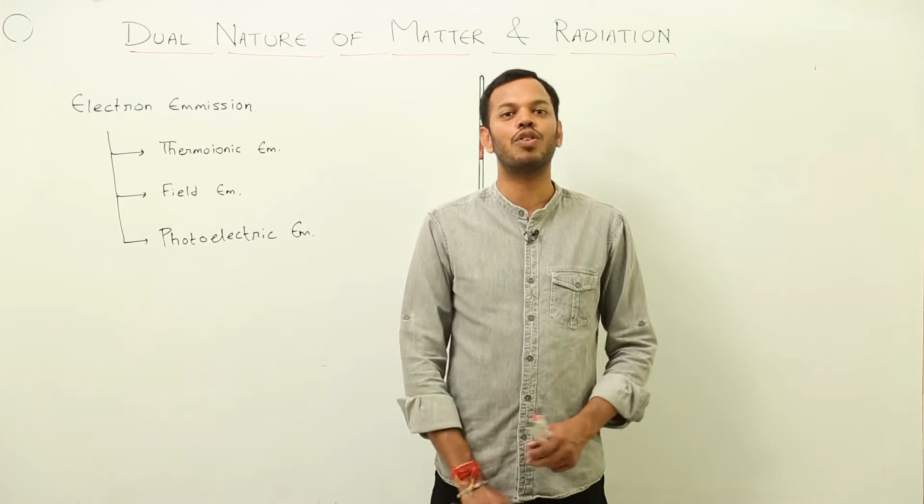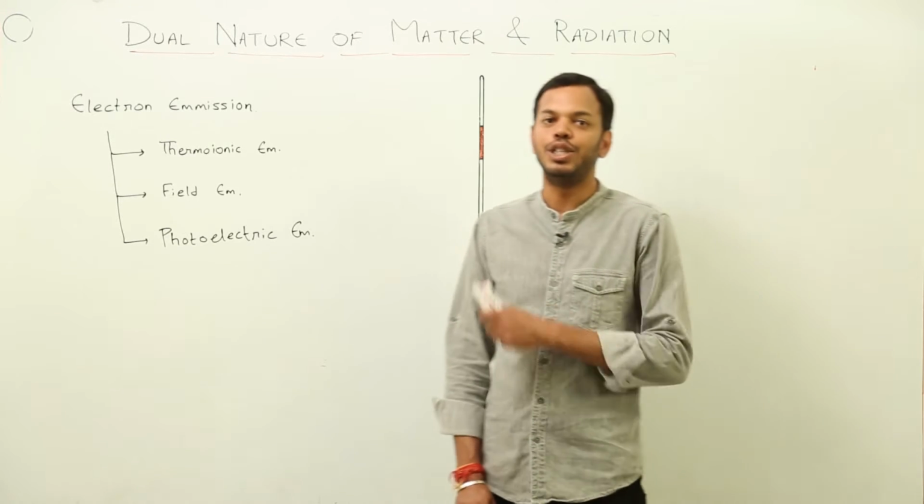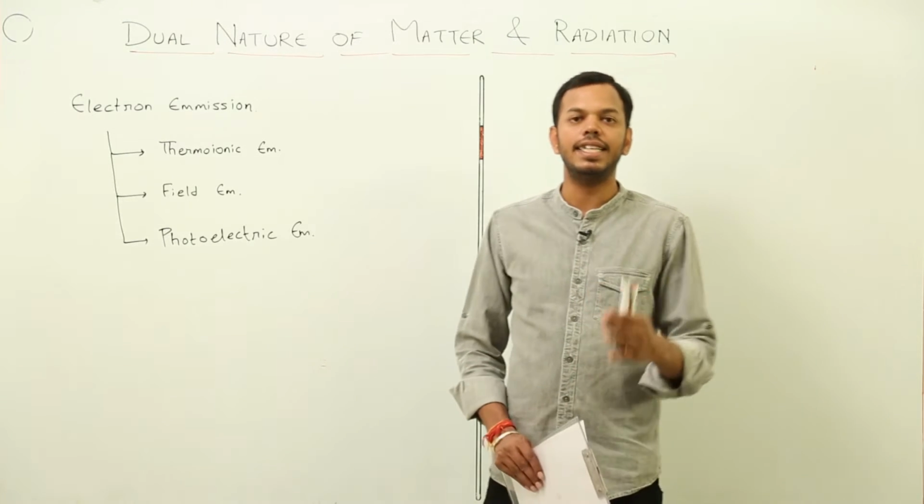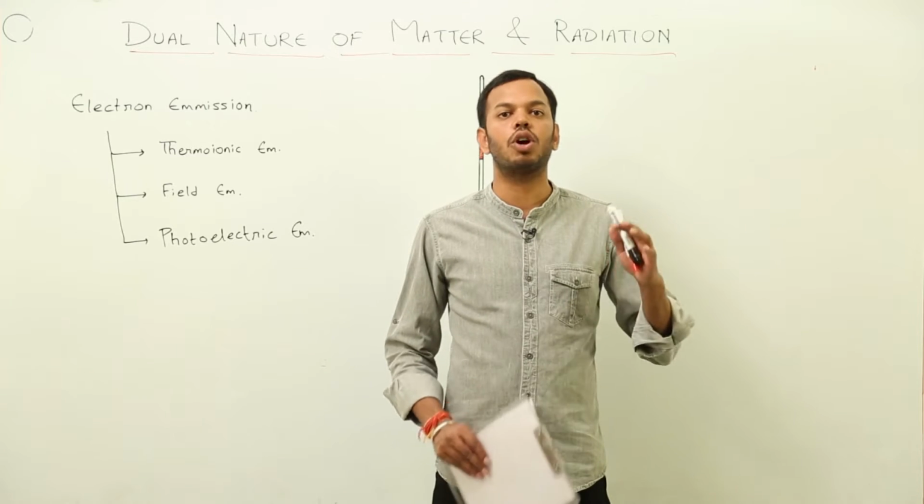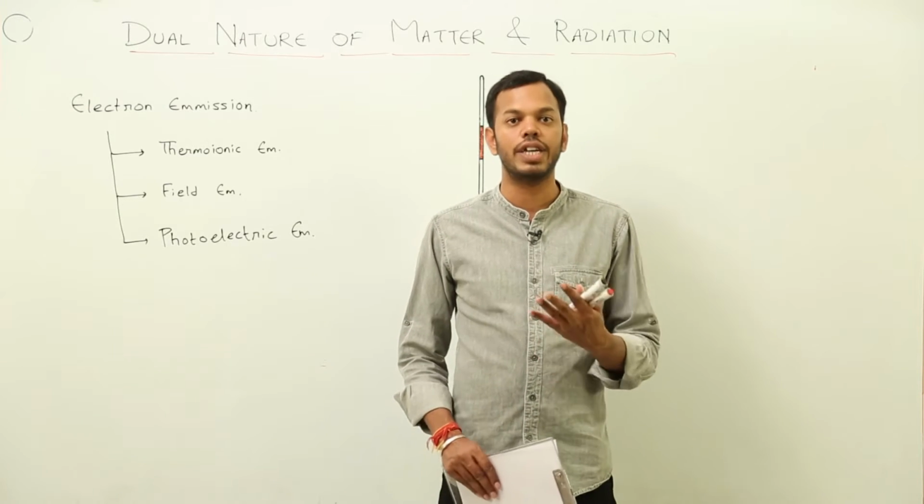Hello friends, today we are going to start with your new chapter, that is dual nature of matter and radiation. In this chapter we are going to start with the process of electron emission. We are going to study about it.